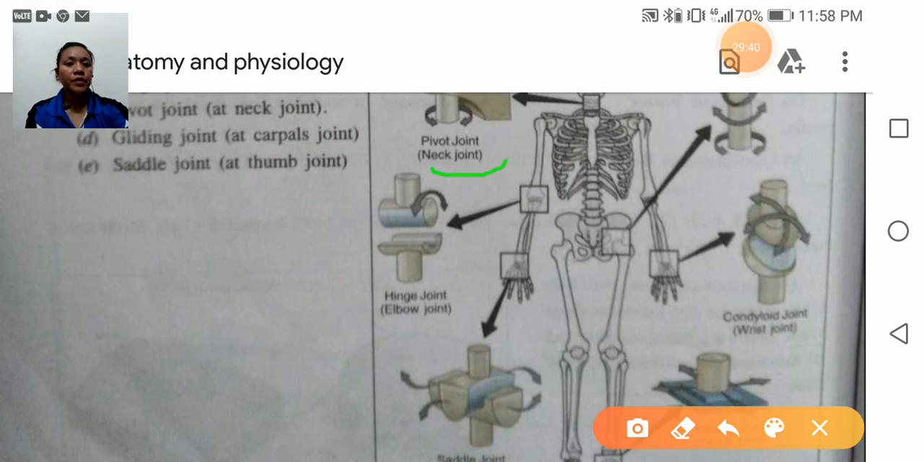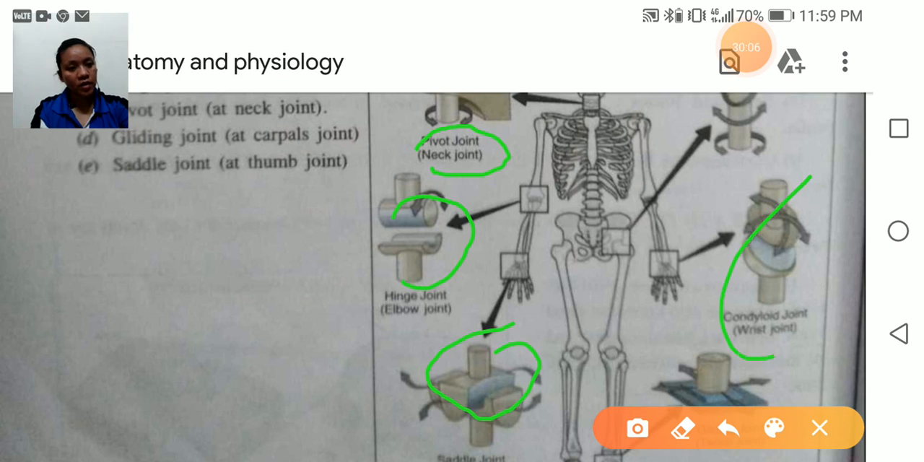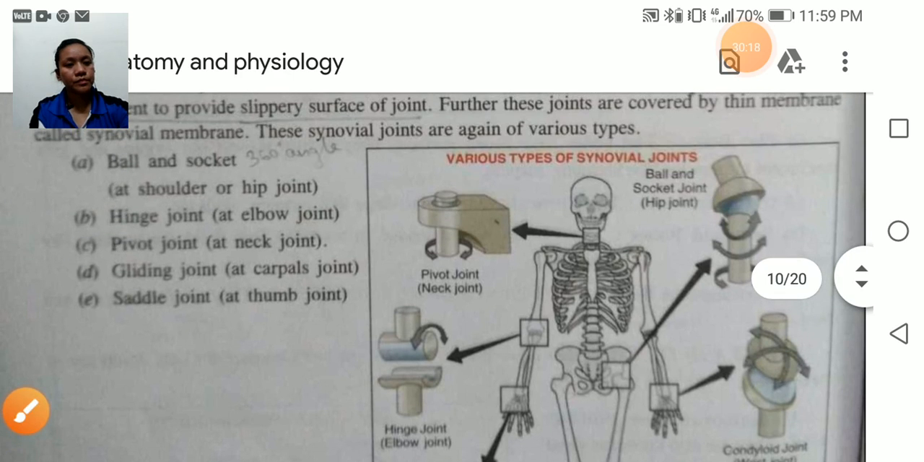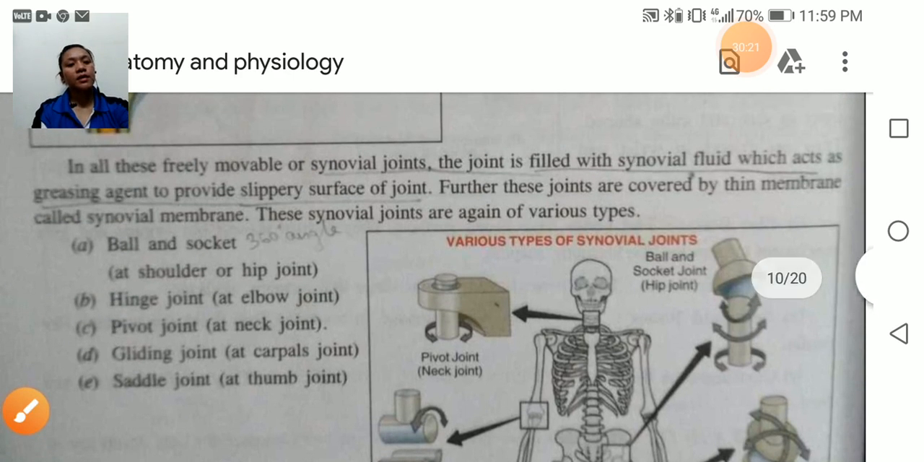This is your pivot joint. Pivot joint provides rotation movement and is present in the neck. This is your hinge joint. Hinge joint provides movement in one direction, 180-degree movement, up and down. This is your saddle joint, this is your condyloid joint, and this is your ball and socket joint. These are the types of joint.